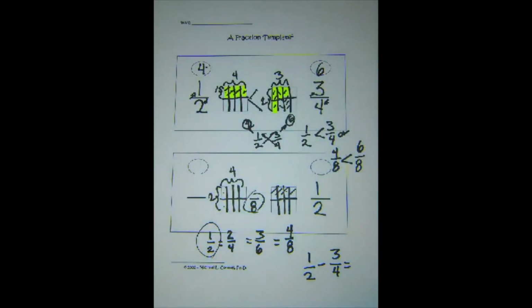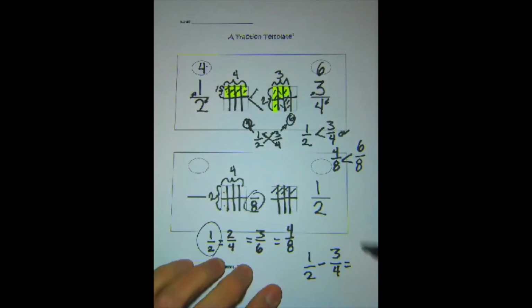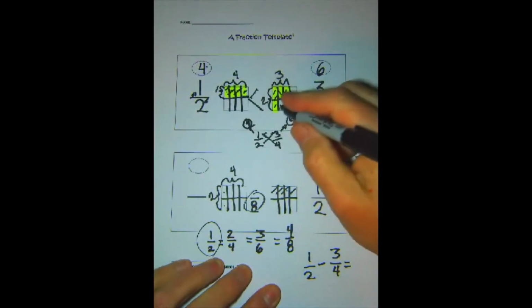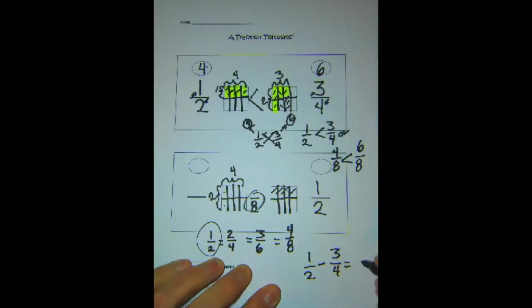Well, what do I have left? Well, I have this small piece. I have 2 of these small pieces. And how big is each one? It's what happens when I share with 8. So I share with 8 and I take 2.